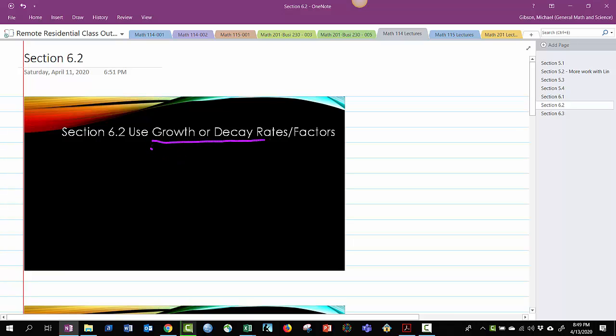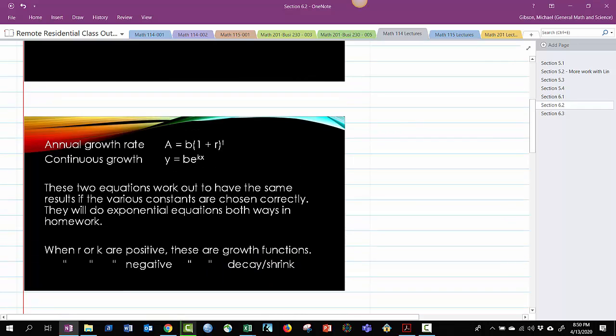Growth and decay rates. Okay, remember growth is what we call exponential growth, and we call decay when it's shrinking, right? Growth is when the exponential is growing, decay is when it's shrinking. A couple different ways things are going to be given to us here.